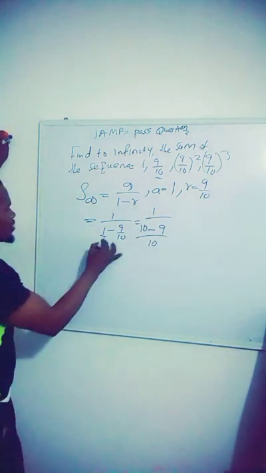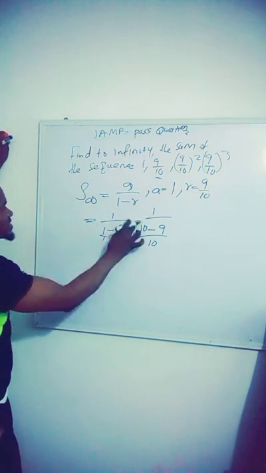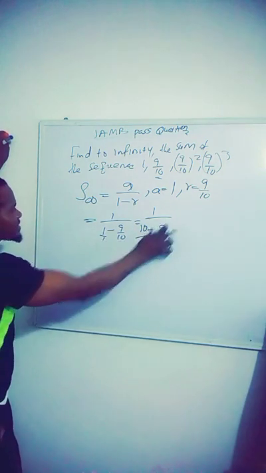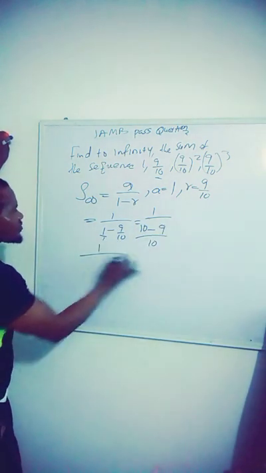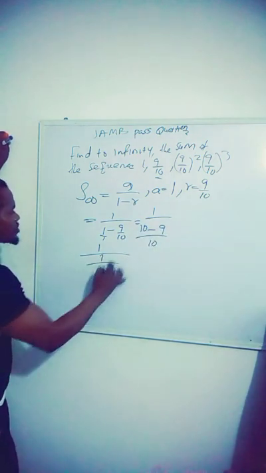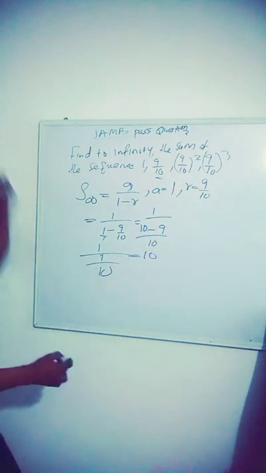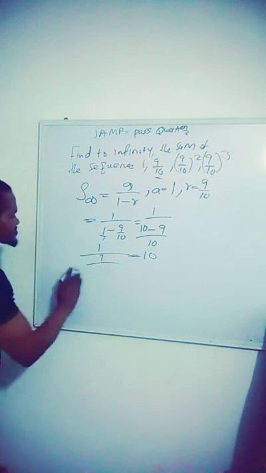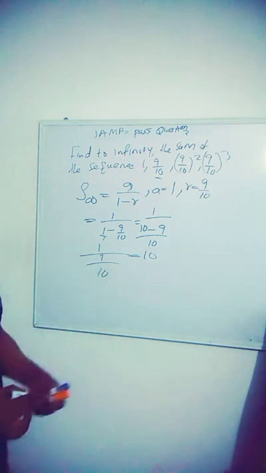So you have 10 minus 9 over 10. 1 in 10, 10 times 1, 10. 10 in 10, 1 times 9, minus 9. So you have 1 over 10 minus 9, 1 over 10. So that is 10. So the sum to infinity is 10. The sum to infinity is 10.